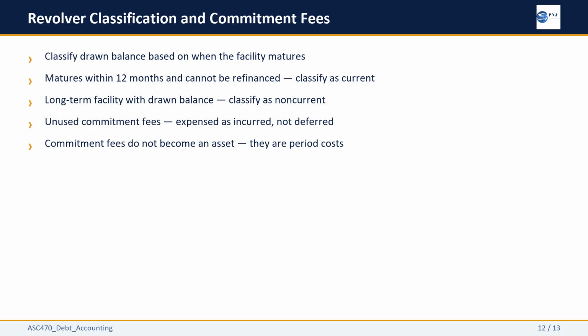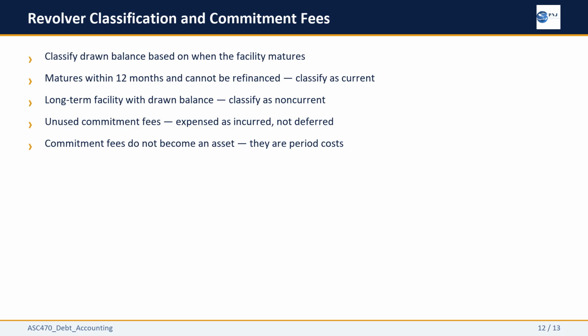Two more practical rules for revolvers. First, classification. The drawn balance on a revolver follows maturity. If the facility expires within 12 months and cannot be refinanced under an existing long-term arrangement, the balance is current. If it is a long-term facility, the drawn balance is non-current. Simple enough.